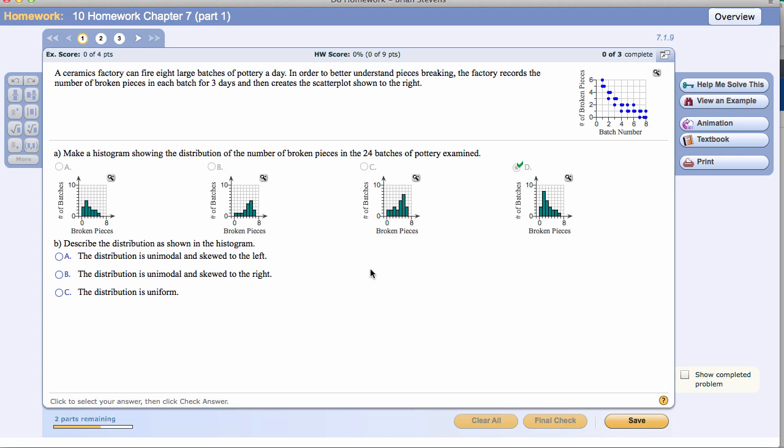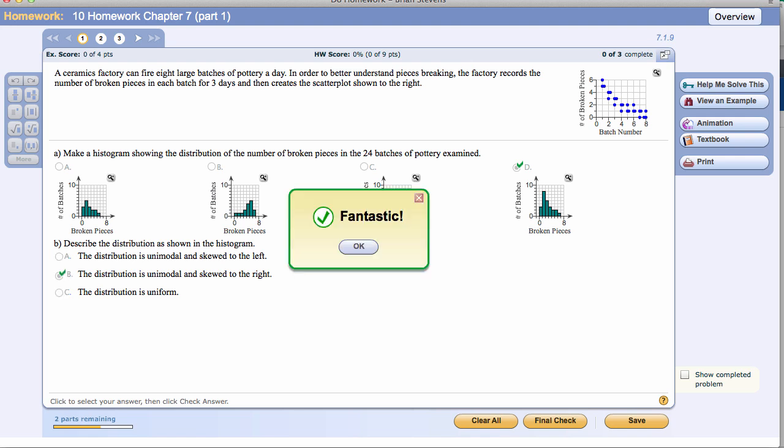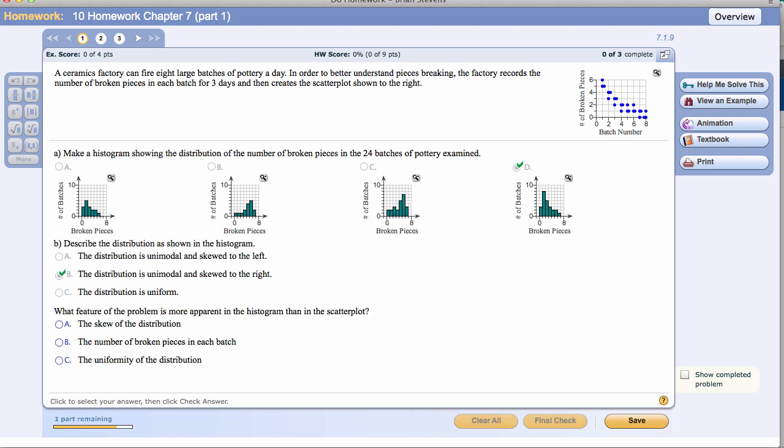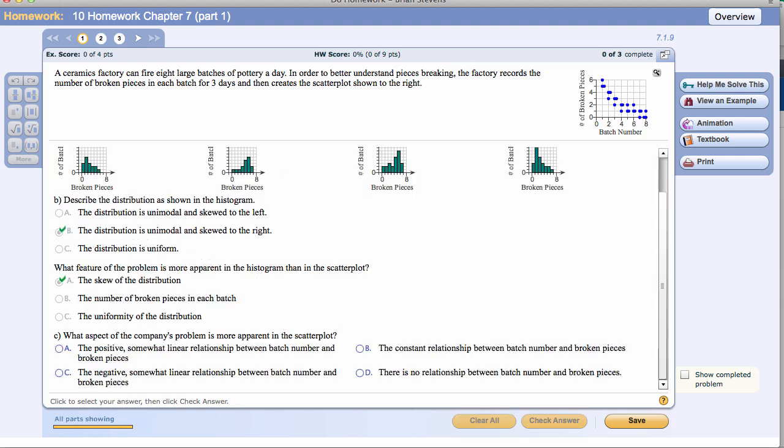Describe the distribution in the histogram. Well, this definitely has a right skew to it. What feature of the problem is more apparent in the histogram than in the scatter plot? Well, in the histogram, we can see the skew. That's more apparent. What aspects of the company's problem are more apparent in the scatter plot? Well, as batch number increases, they are seeing that the broken pieces are actually going down.